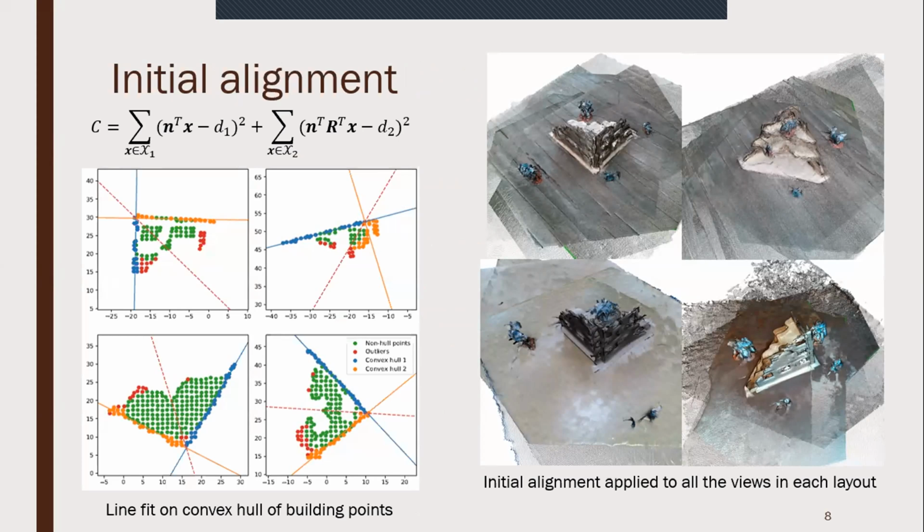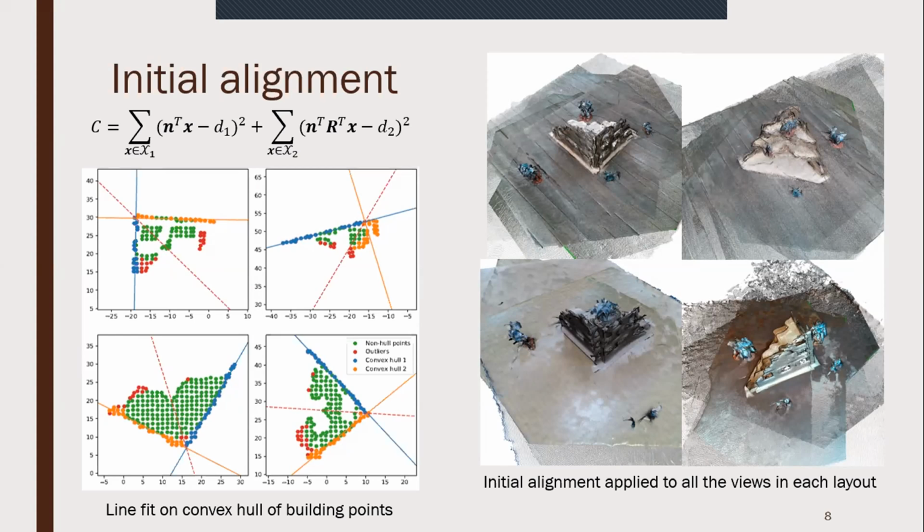So as you can see, you've got the two planar walls. To find the initial alignment, in my case, I created a RANSAC least squares algorithm that fits two lines that are 90 degrees to one another to a set of points. On the left, we've got four of the building views from the top down, and you can see that it finds the edges of the building really quite well.